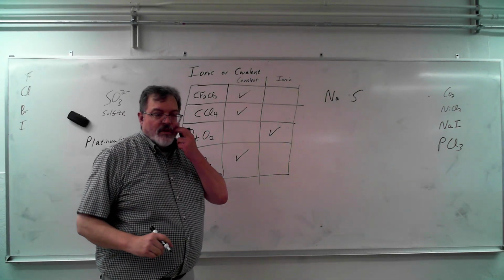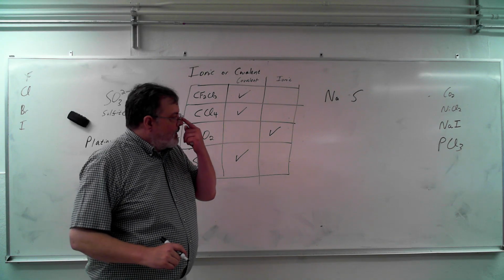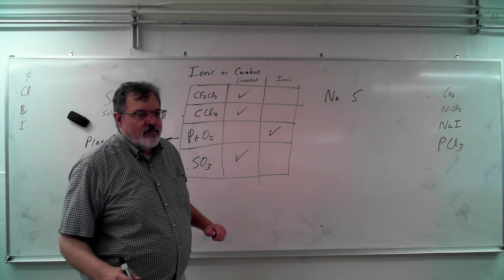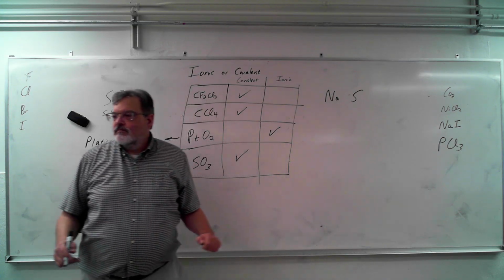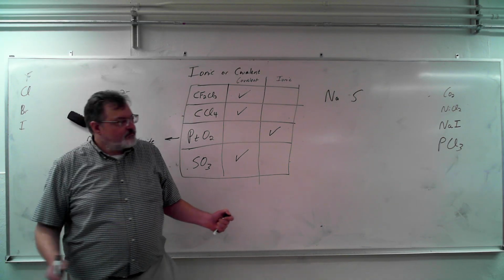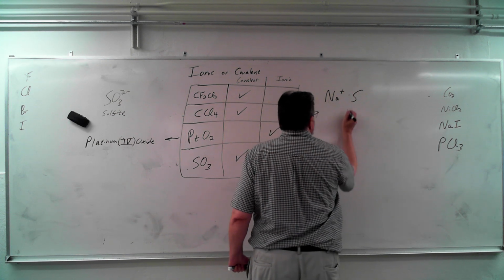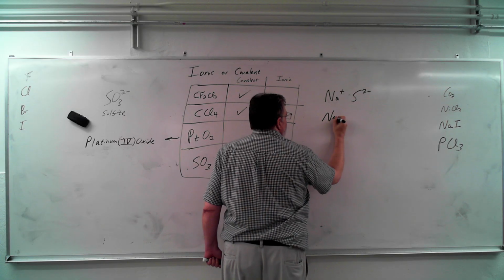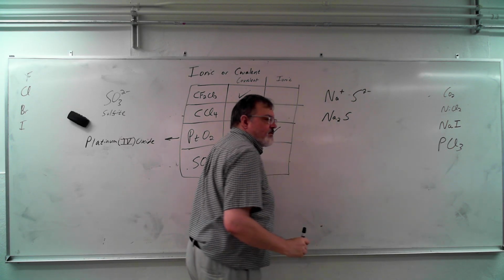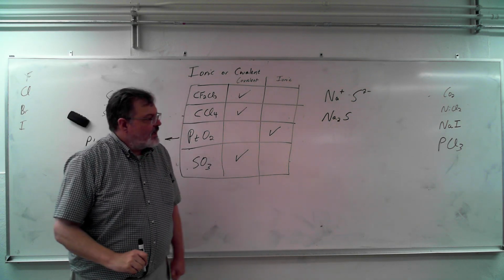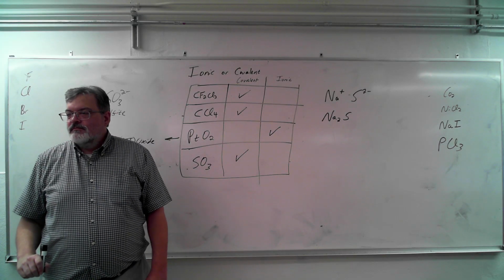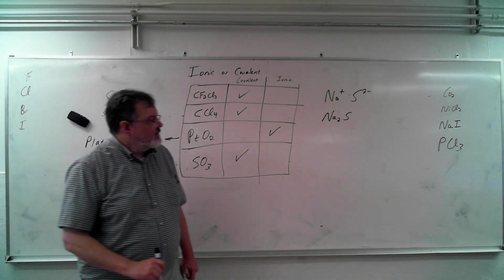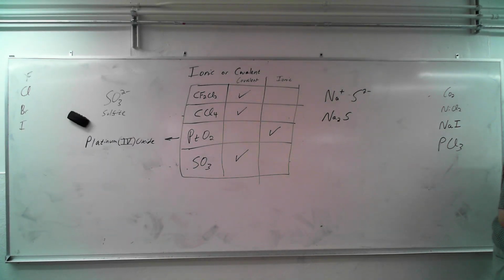What's the ionic formula there? First thing you do, what are the charges on these? What's the charge on sodium? What's the charge on sulfur? So the formula will be Na2S. And what's its name? Sodium sulfide. Sulfur becomes sulfide.